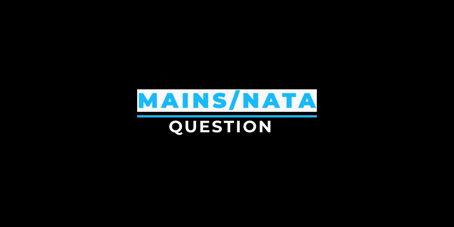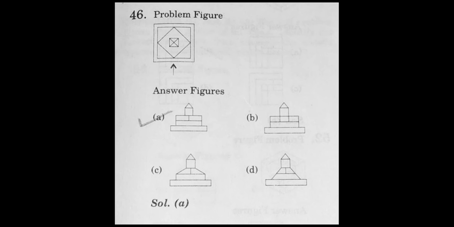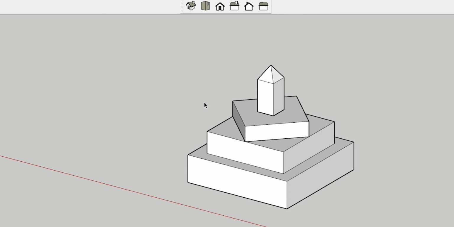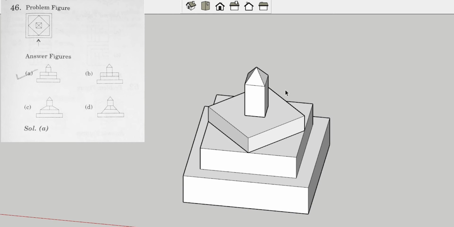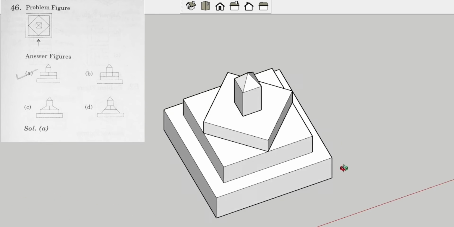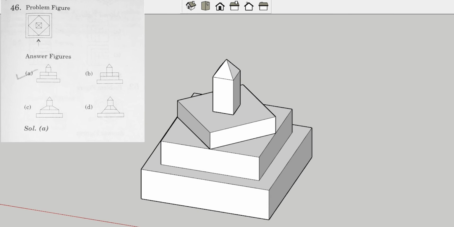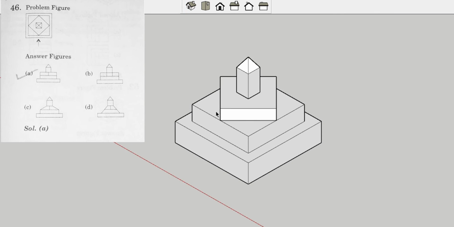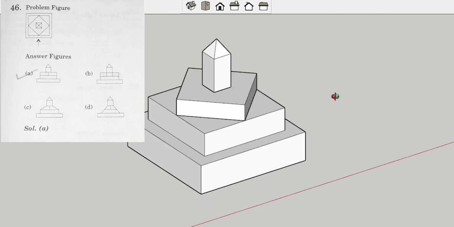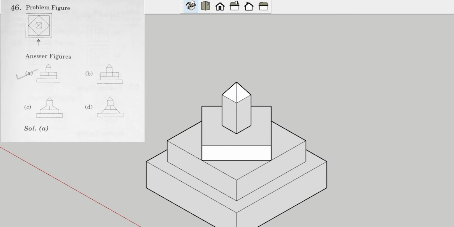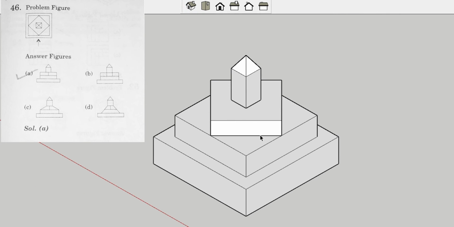Now we will be discussing the question that was asked in IIT Mains paper 2. This is the question asked in IIT Mains paper 2 and these are the options that were available in the answer. We have to choose the correct option from the given options. Here is our model. In ISO it will look like this. So this is the model and the ISO is like this. You have to get the top view of this.